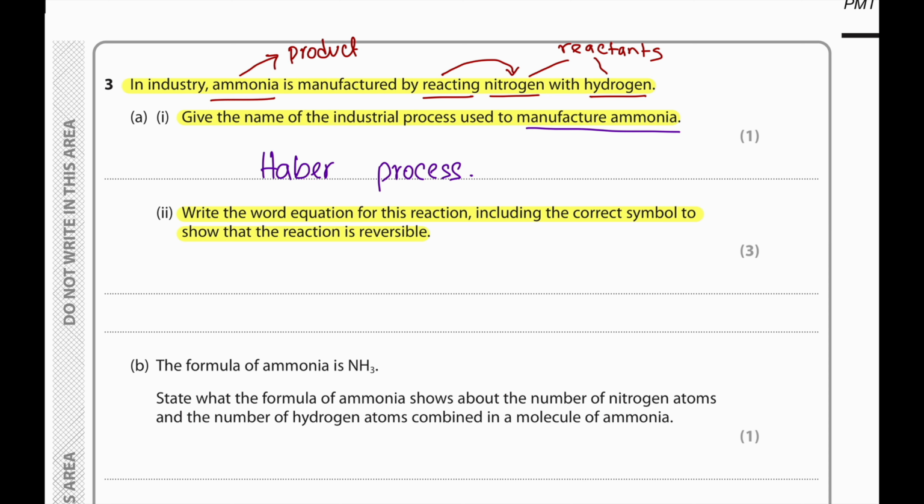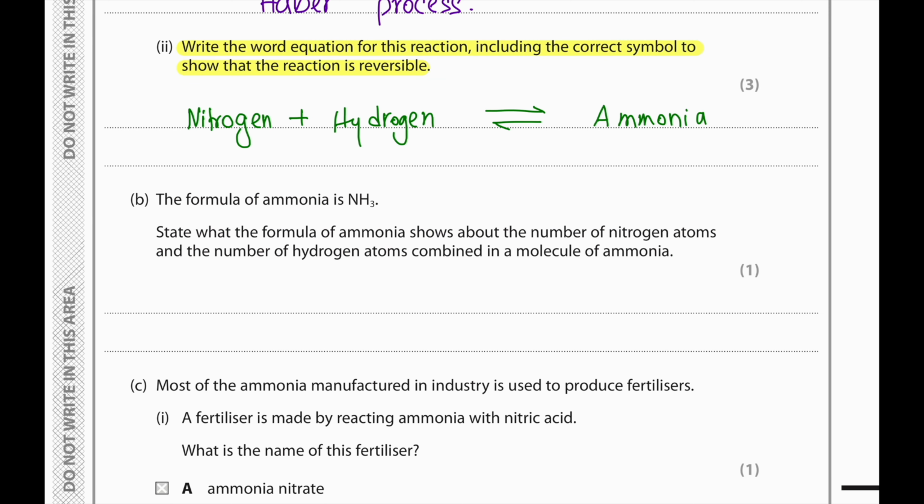To write down the equation, we will write nitrogen plus hydrogen, give an arrow, and then write ammonia as the product. Now, this reaction is a reversible reaction, so we will change the arrow to a reversible sign. The formula of ammonia is NH3.